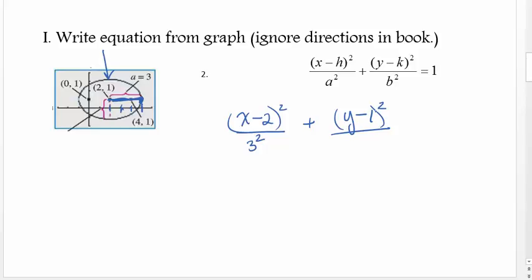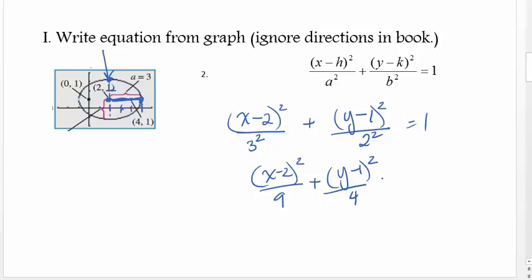B is the distance from the outer edge along the y-axis to the center. So let's think about this. If y is 1, 2, 3, that's coming up 2 spaces. 1, 2. So that's 2 squared equals 1. That didn't change. So now we clean it up. X minus 2 squared over 9 plus y minus 1 squared over 4 equals 1. All right.